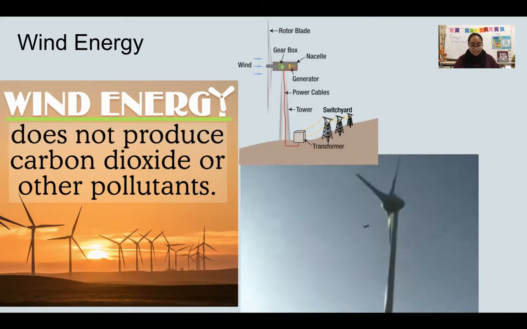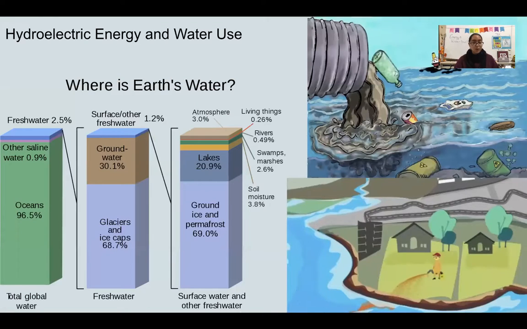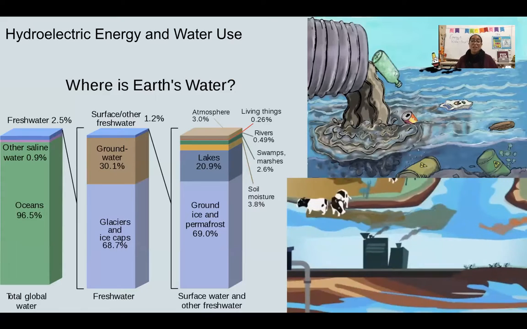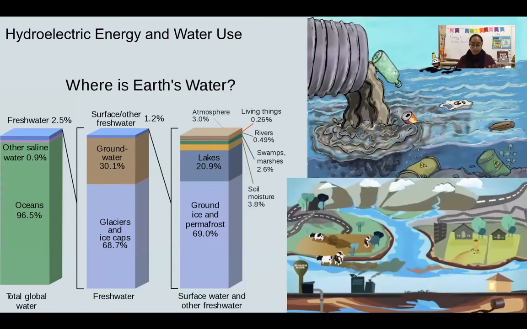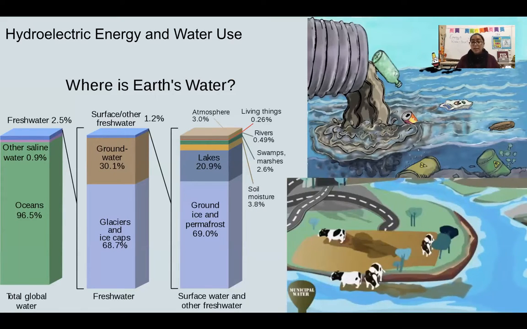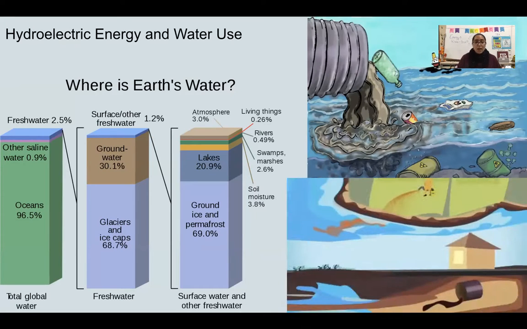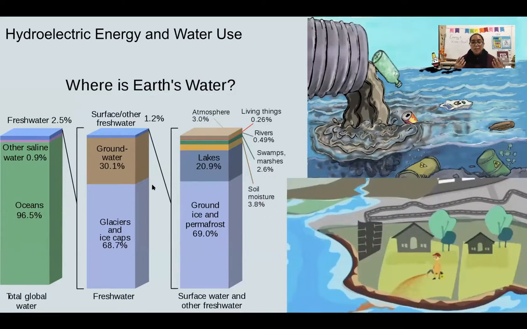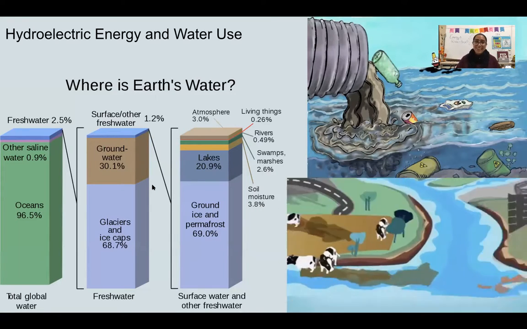So that's wind energy. The next one we're going to take a look at is hydroelectric energy, which is water energy, and then also how our water use affects the biosphere and other subsystems as well. So take a look at this diagram here and see if you can infer what this diagram is telling us.